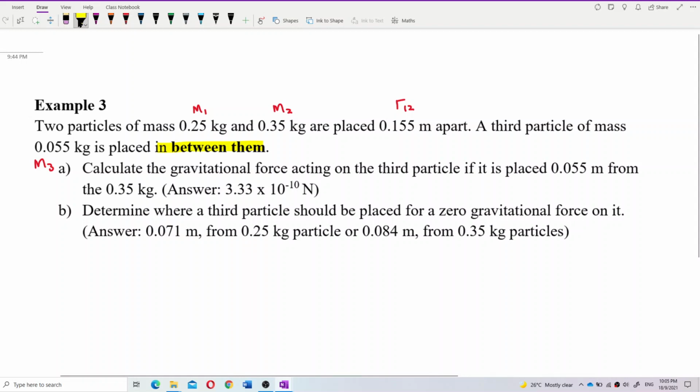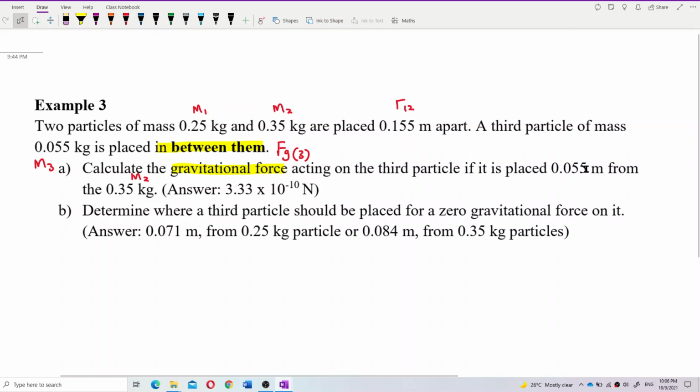So now I want to find the gravitational force, Fg. But I want it on the third particle, so we put this as F on 3, the gravitational force on the third particle. It is placed 0.055 meter from the 0.35 kilogram, so this one is mass 2. If we refer back to how we denoted it, it is mass 2.